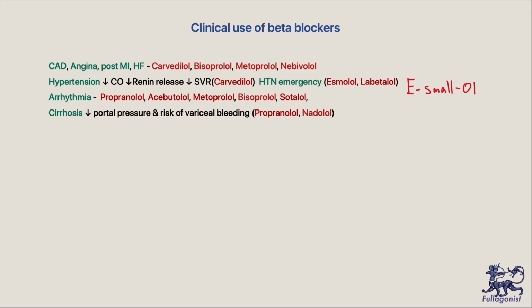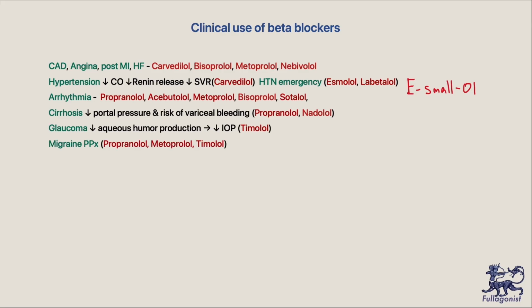In case of cirrhosis, non-selective beta blockers such as propranolol and nadolol can decrease portal pressure and decrease the risk of variceal bleeding. Timolol decreases aqueous humor production and decreases intraocular pressure, which is beneficial in glaucoma treatment. Besides this, timolol along with propranolol and metoprolol can prevent migraine attacks.